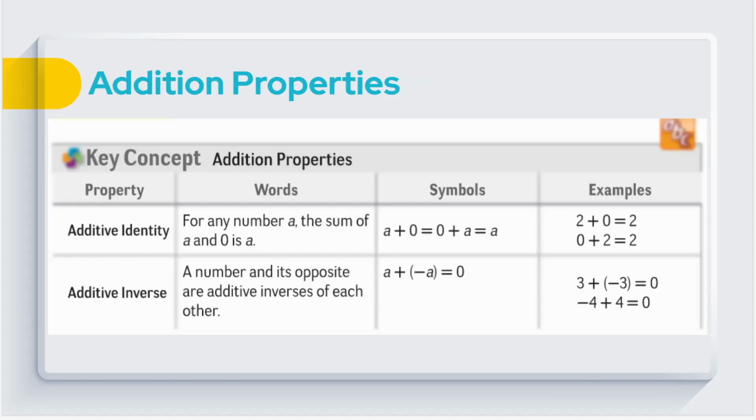Next slide. Here we have some addition properties. The additive identity, you might remember from last year. That's if you add 0 to any number, it remains the same. The additive inverse means that if you add the opposite number on the number line, then you get 0.